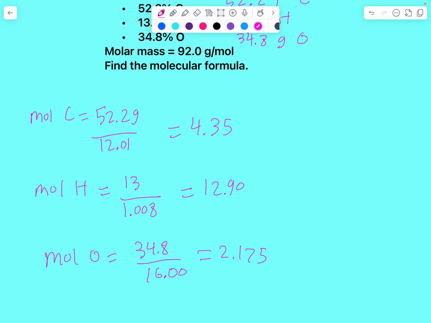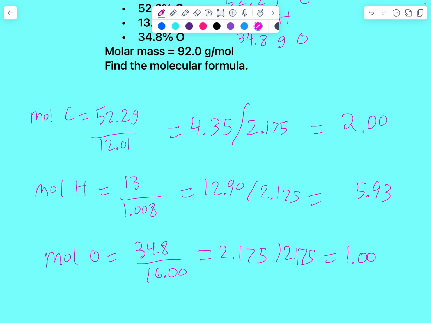Now, step 3, divide by the smallest. Which one's the smallest? 4.35 or 2.175? 2.175 is smaller than also 12.90. So divide everything by 2.175. And by doing that, I got 2 on my calculator, I got 5.93, and then I got 1. Now I check. Carbon is basically 2, oxygen is 1, and hydrogen is 5.93. Very close to 6.